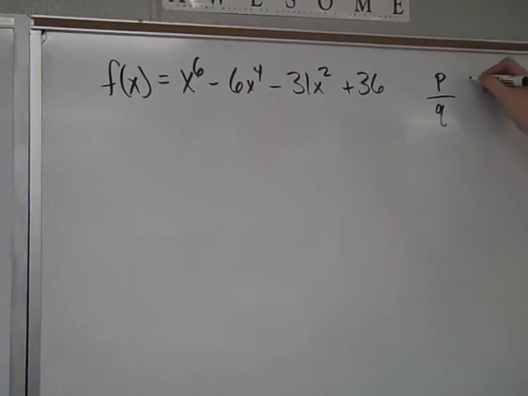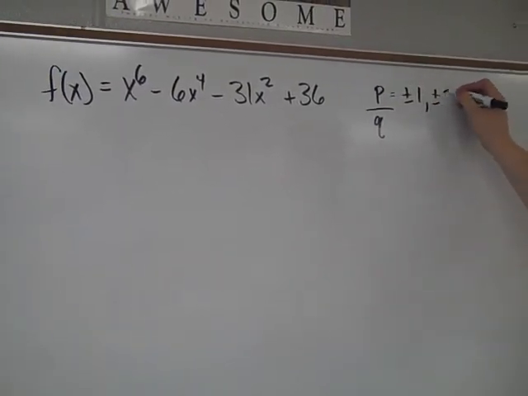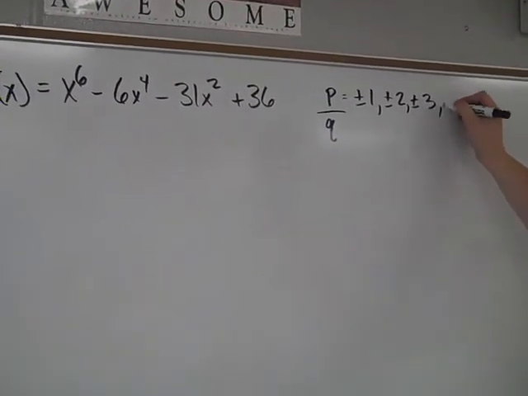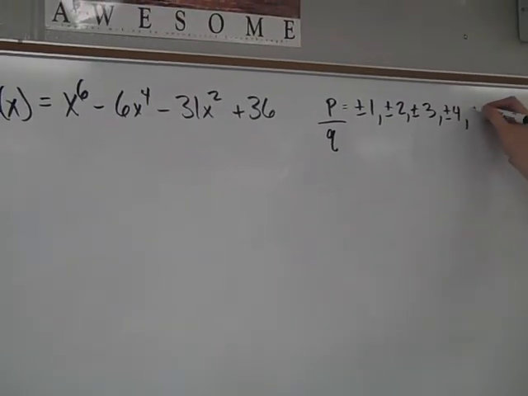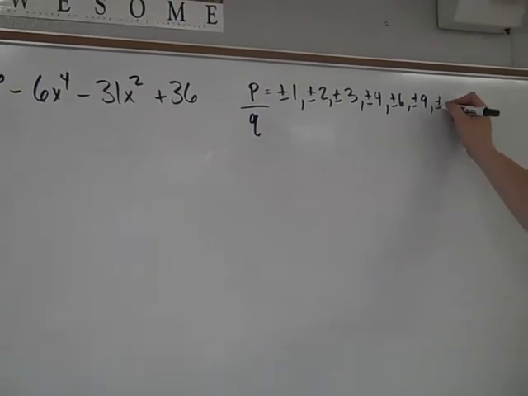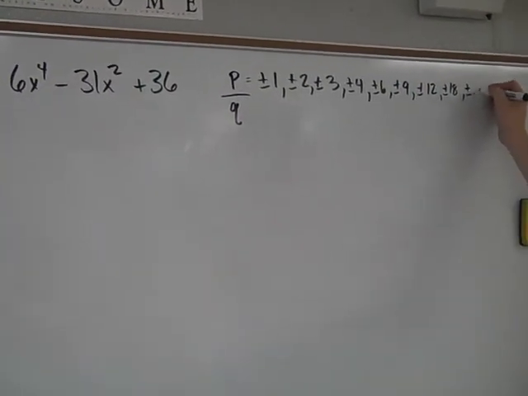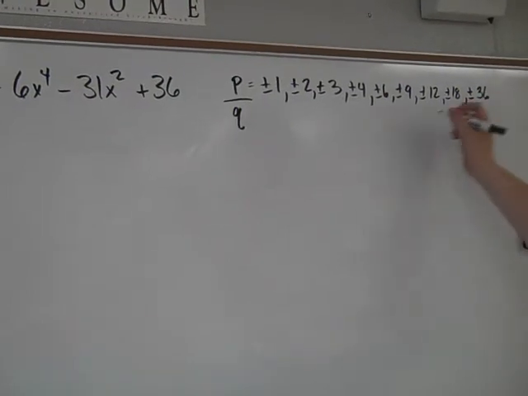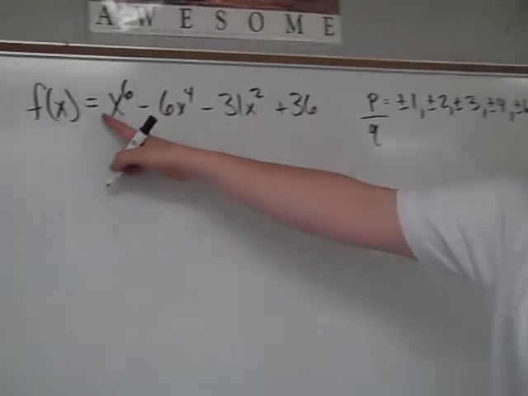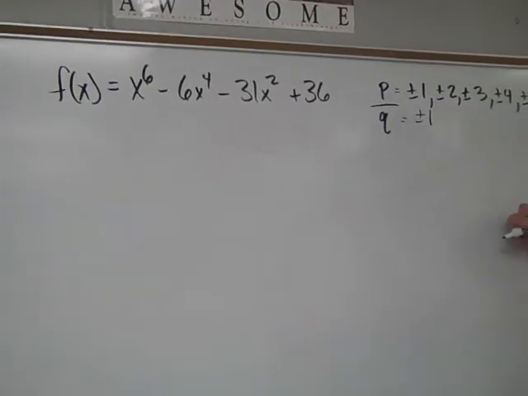So I know my p's are going to be plus or minus 1, plus or minus 2, plus or minus 3, plus or minus 4, plus or minus 6, plus or minus 9, plus or minus 12, plus or minus 18, and plus or minus 36. Our q's, again, luckily have a 1 here, so this is just going to be plus or minus 1.